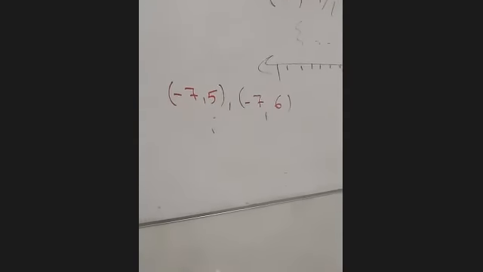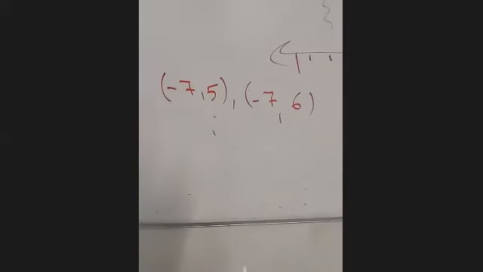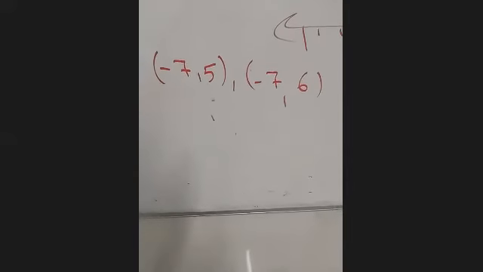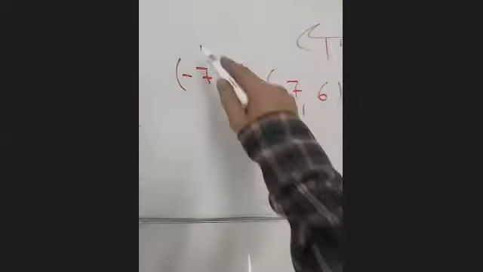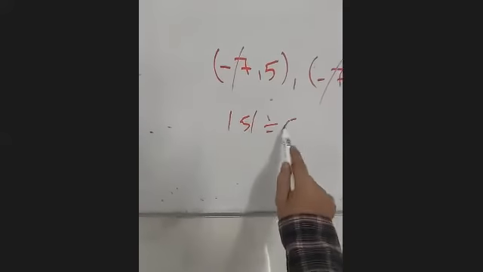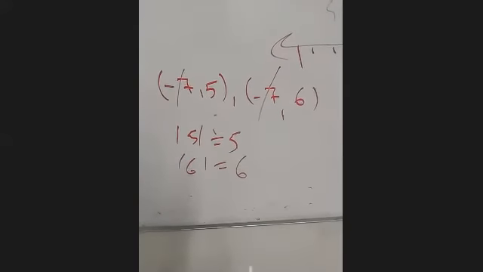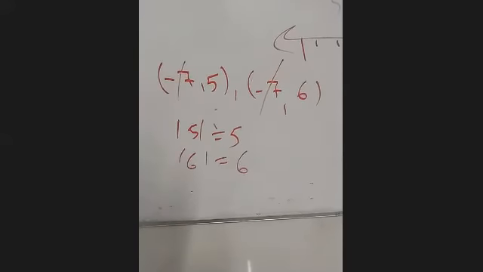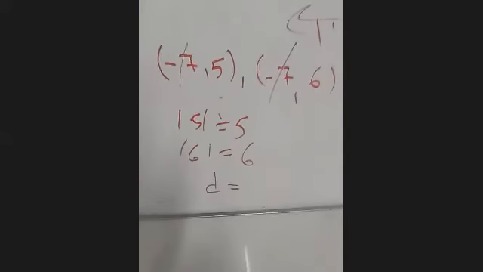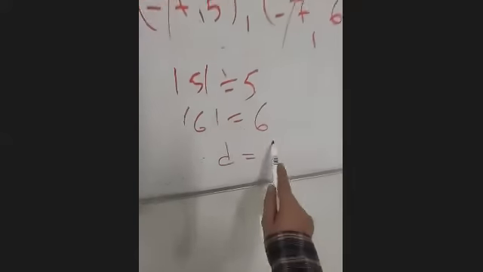Okay, we do absolute value, right? No, before that. We remove the different ones, the ones that are the same. Ignore the similar numbers first. Then, absolute value of 5, absolute value of 6. Then we have to subtract, right? So six minus five equals one unit, right?